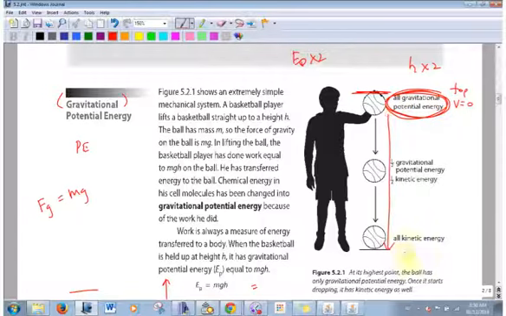When it hits the ground, if I take that as my reference level, the basketball can't get any lower. How much potential does it have? Yeah, because height is 0, potential energy is 0. Exactly halfway, the energy that this ball has is half and half.